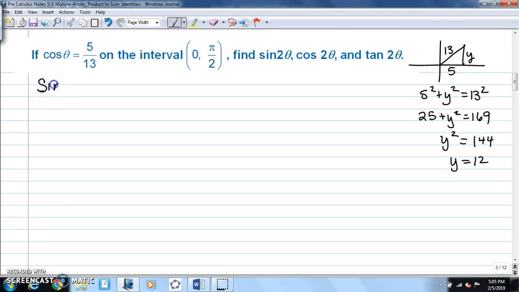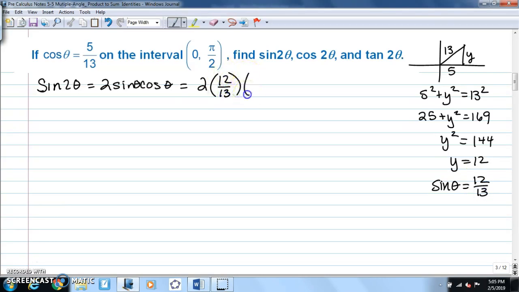Sine of 2 theta. 2 sine theta cosine theta. Oops, forgot my theta back. So this is 2 times, what is my sine of theta going to be? Well, it's going to be my y value, 12, over my radius. And then I know what cosine is, it's 5/13. Okay, so 24 times 5, let's see, that's 120 over 169.